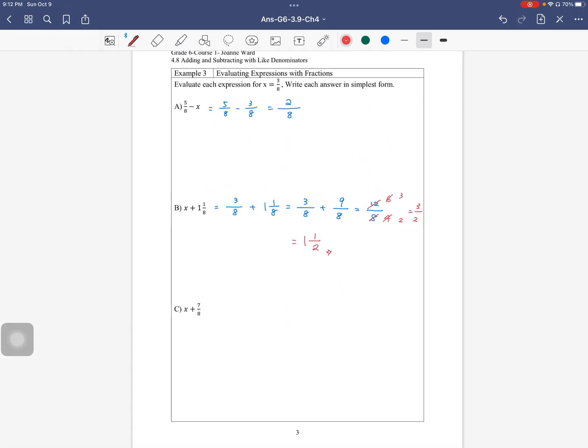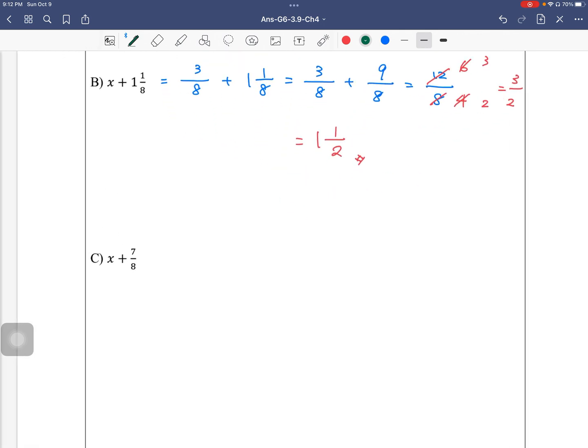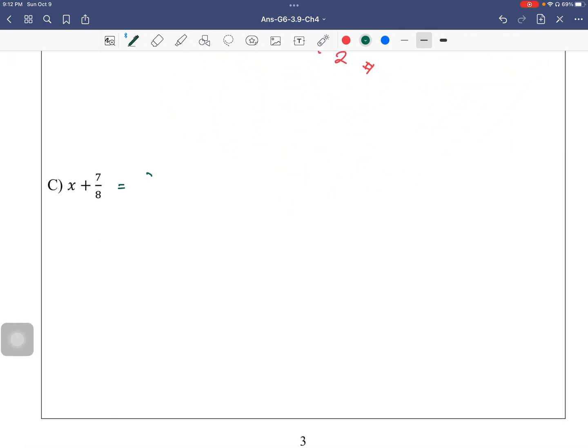And then now my x is 3 over 8. So plug in 3 over 8 for x plus 7 over 8. So this is 10 over 8. Divided by 2 is 5 over 4. And then since 5 is larger than 4, this is 1 and 1 over 4.